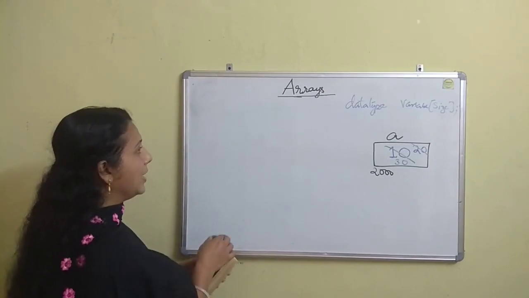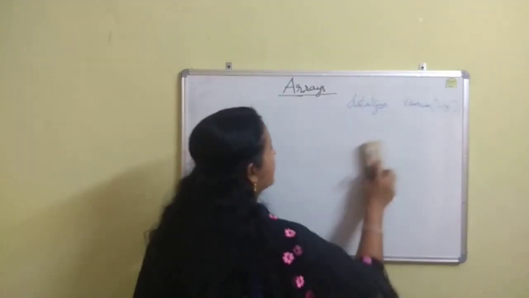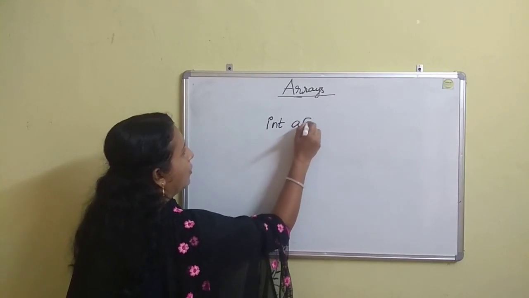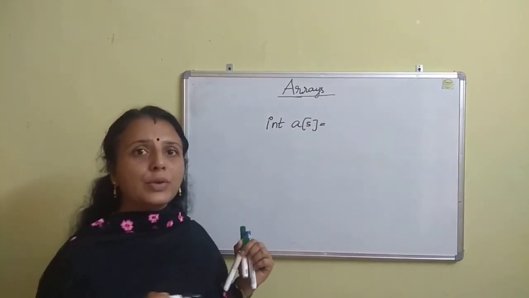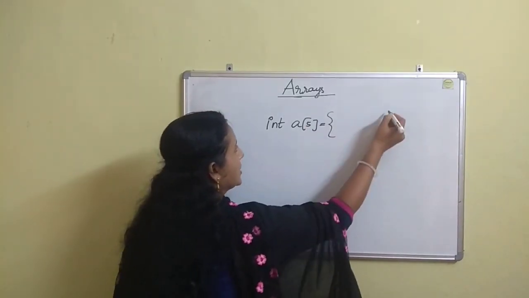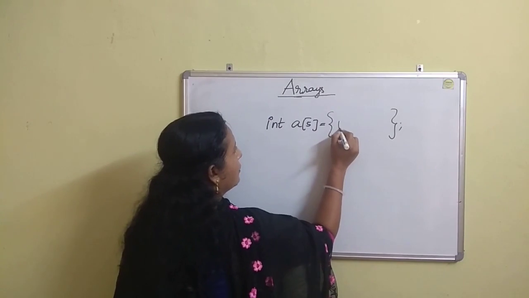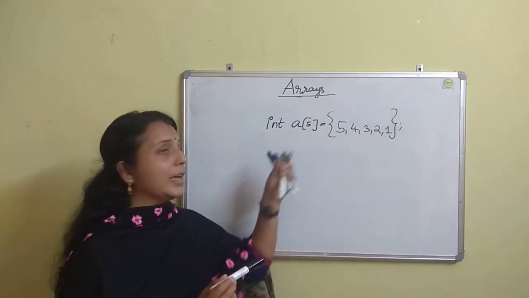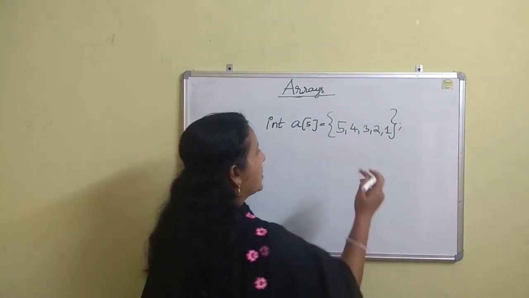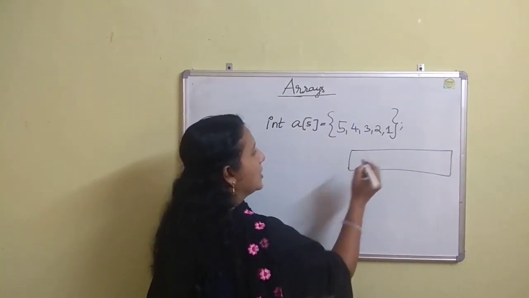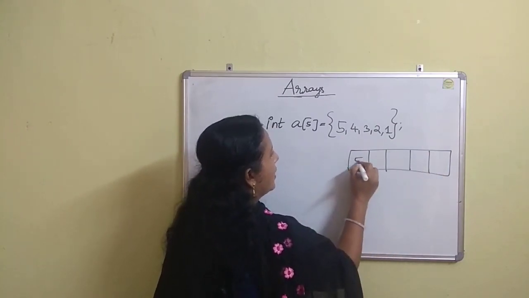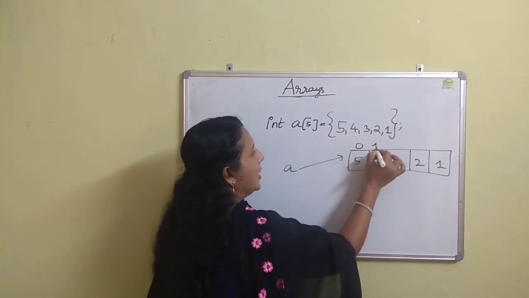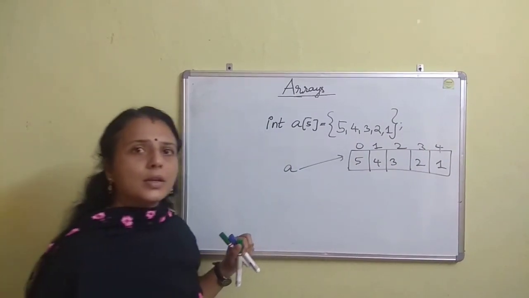Suppose you have declared an array like this. This is an array, int A of 5. And when you want to assign values into this array, you have to use curly brackets. This is the way you have to assign values. Suppose I am assigning 5, 4, 3, 2, 1. These 5 values are assigned inside this array A. So how is this represented inside? A block of memory is allocated to this array, and this 5, 4, 3, 2, 1 is represented in this array A. Okay, and these are the array indexes 0, 1, 2, 3, 4. Hope this is clear to all of you.